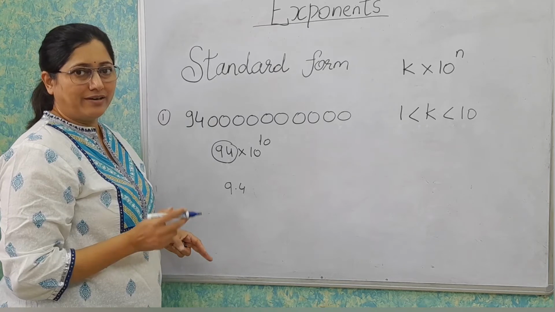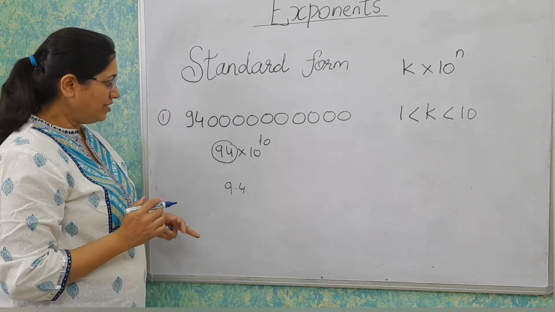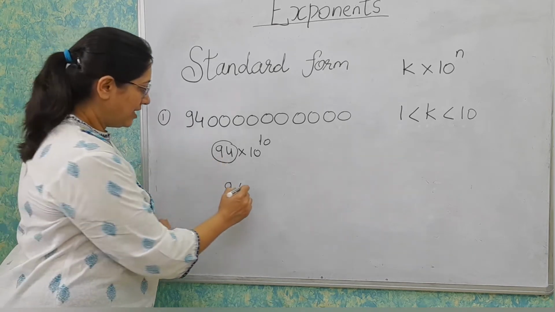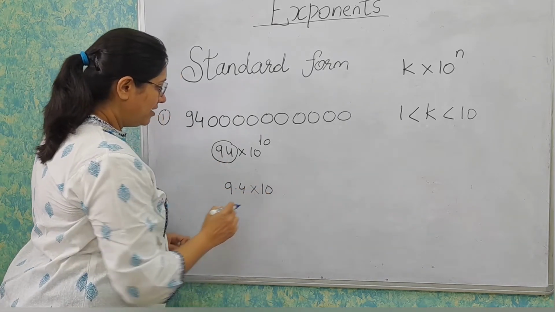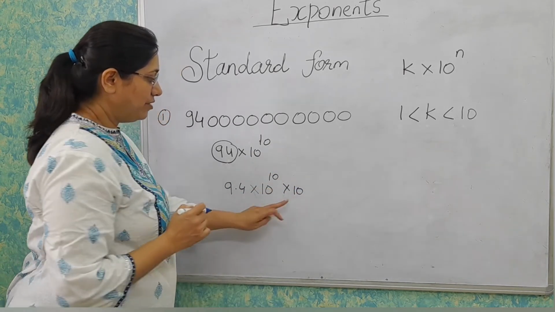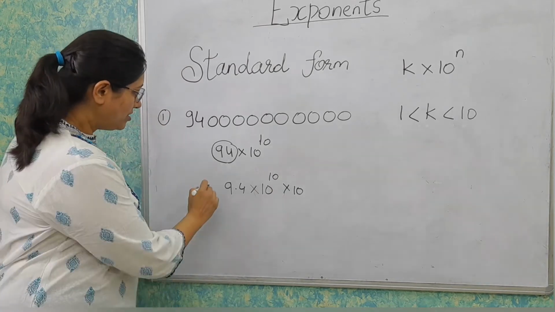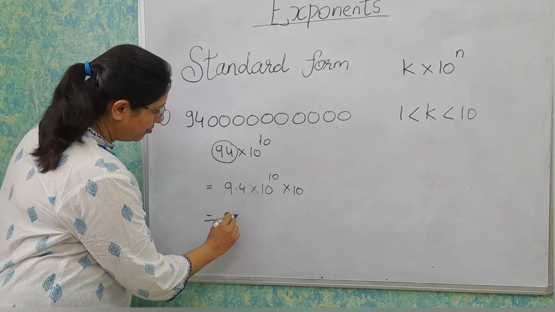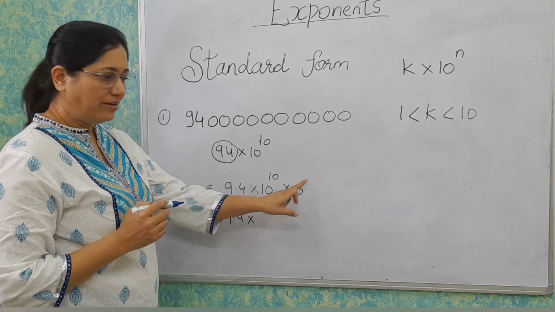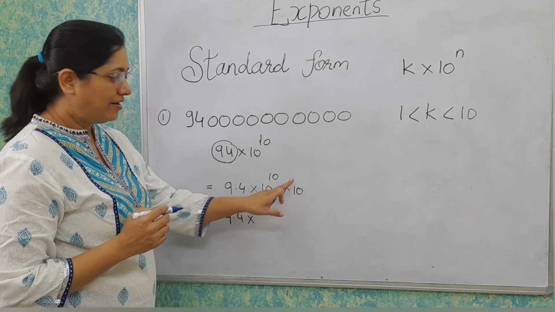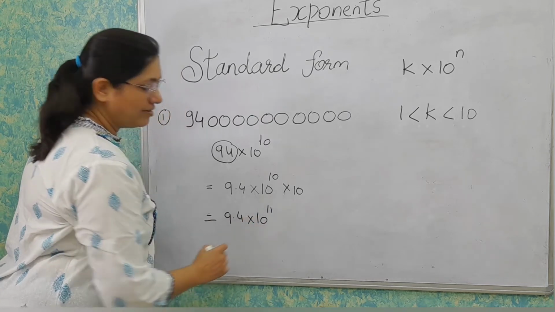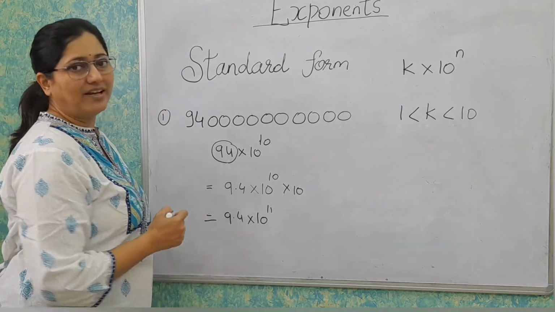But how can we do that? Can we change the number as per our convenience? We can't do that. But if I am putting a decimal, I can write it as 10. This 10 is already having raised to the power 10. Again I will multiply it with one more 10. So now what is the number? 9.4 multiplied by 10, this 10 is also having power 1. So this power will add because both the bases are same. So I can write it as 10 raised to the power 11. So this is the answer.